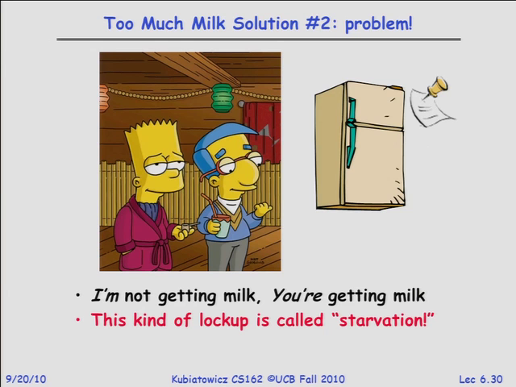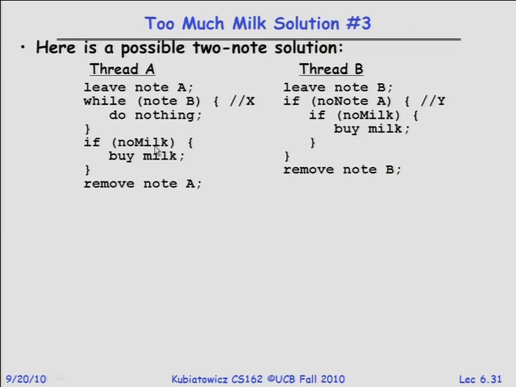Okay, are we ready for solution number 3? Here is another 2-node solution. Now this is a little more complicated, so look at it carefully. Notice how thread A leaves note A, and then it says, well, if there is a note B, I'm going to wait. And then finally, I'm going to check and see if there's no milk, buy milk, and exit.